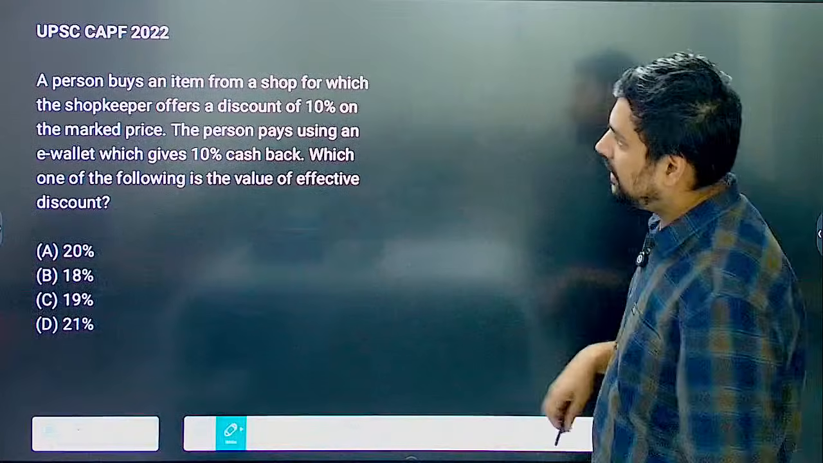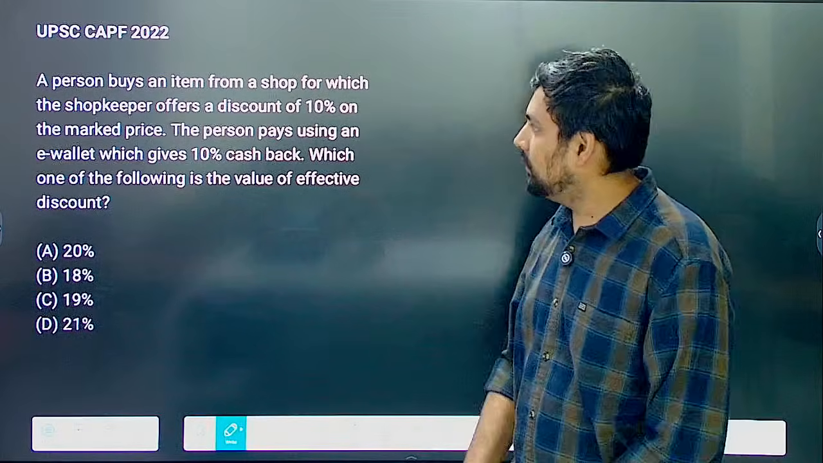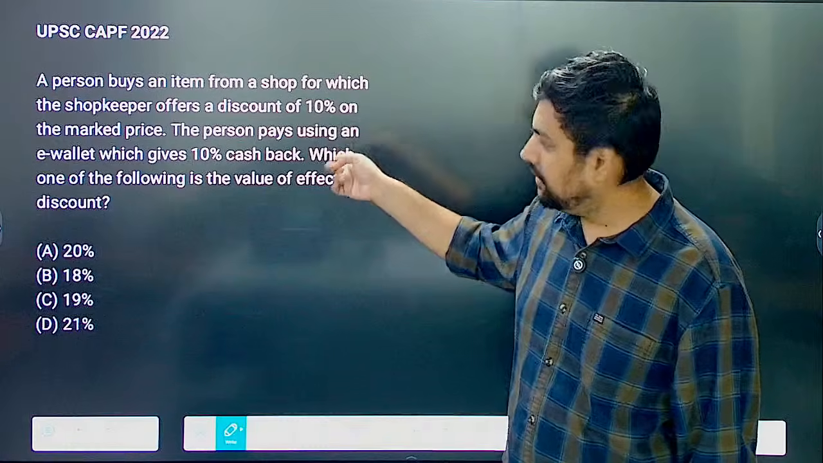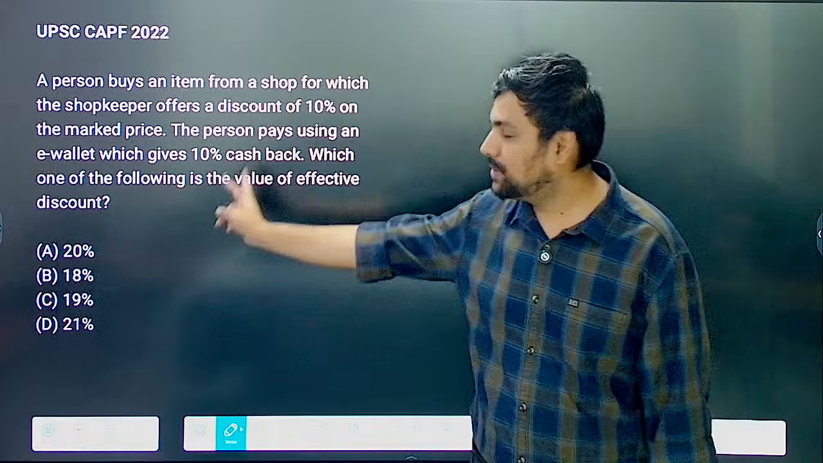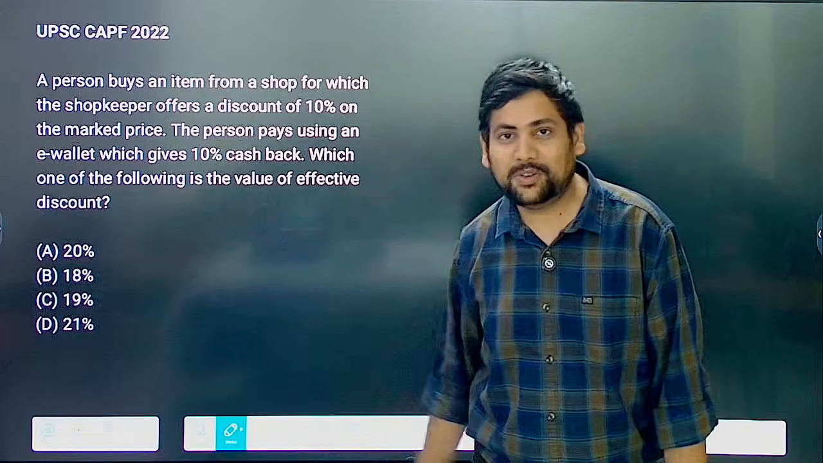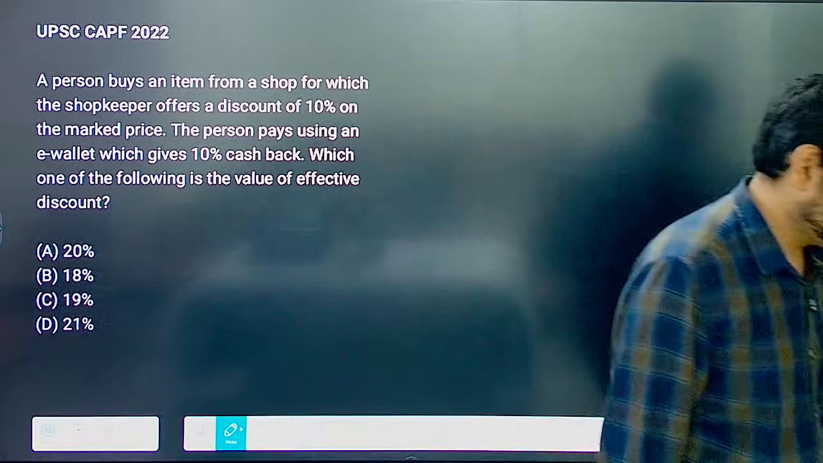This you do now while buying on Zomato or anything. What you get? Some discount is given, and then they also offer, if you pay by, let's say, Amazon Pay, then you get some cash back. So effectively what discount you are getting, that is being asked.